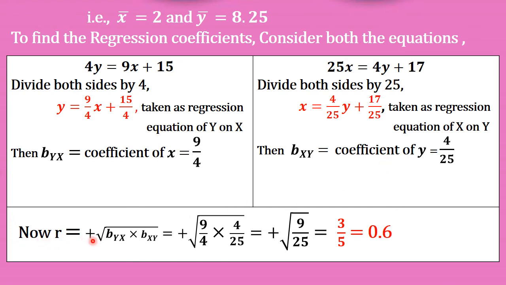So r is the positive root of byx into bxy. We will substitute the value of byx and bxy here. That is root of 9 upon 4 into 4 upon 25, which is equal to root of 9 upon 25 after cancelling these two 4 from the numerator and denominator. That is equal to the square root of 9 upon 25, where only the positive square root is taken, which is equal to 3 upon 5, that is 0.6, as the value of the correlation coefficient.